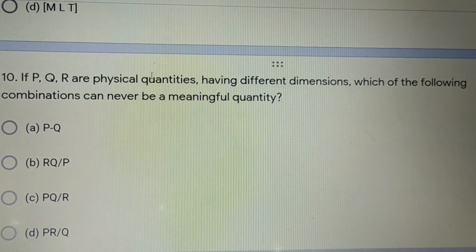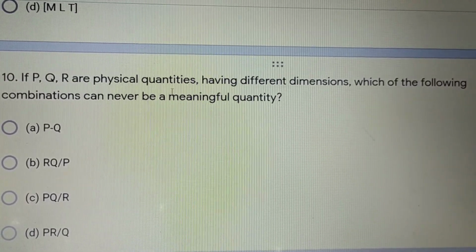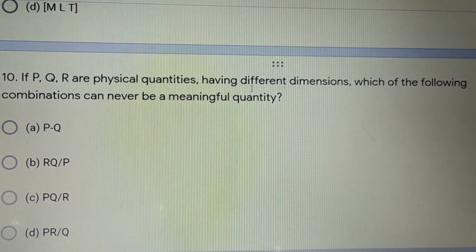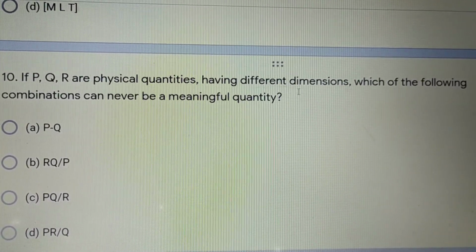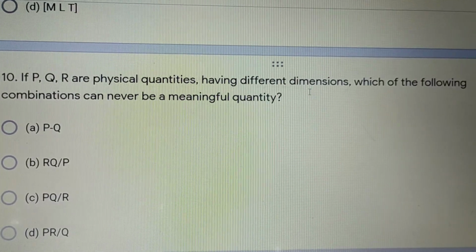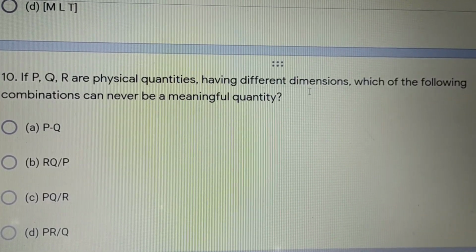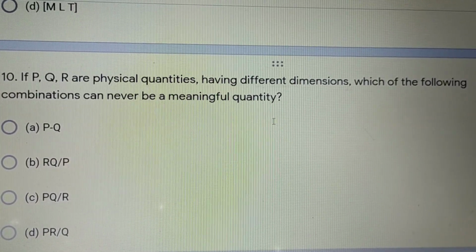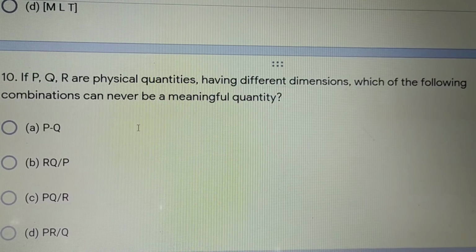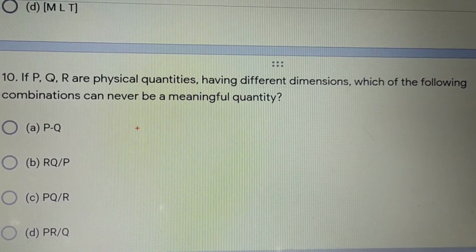We are given 3 physical quantities P, Q and R, and all the physical quantities have different dimensions. We have to tell which of the following combinations can never be a meaningful quantity. Which of these quantities is not meaningful? We already know only similar quantities can be added or subtracted.